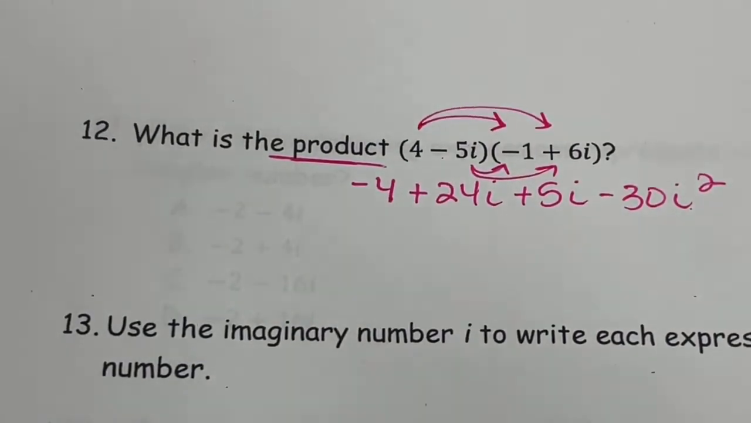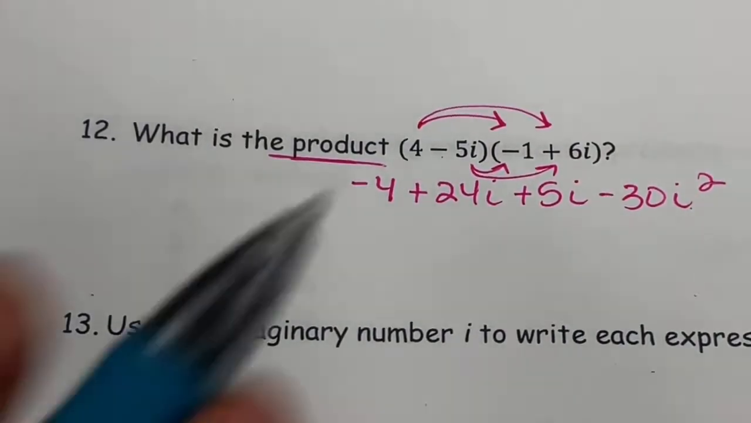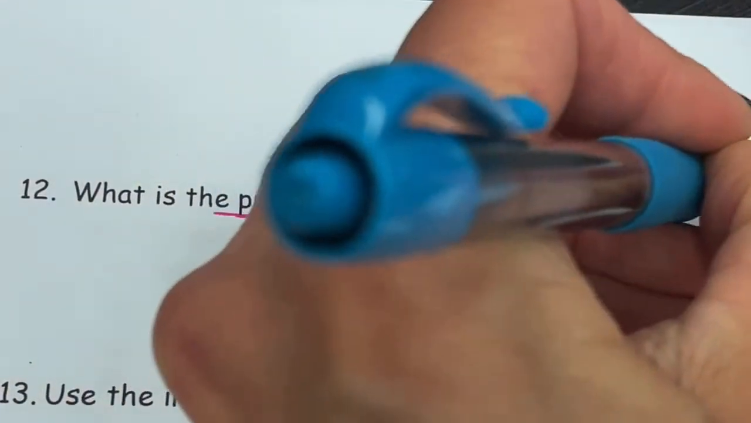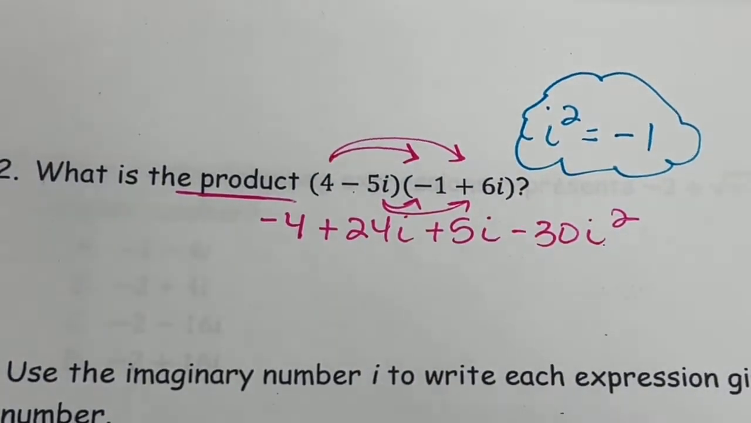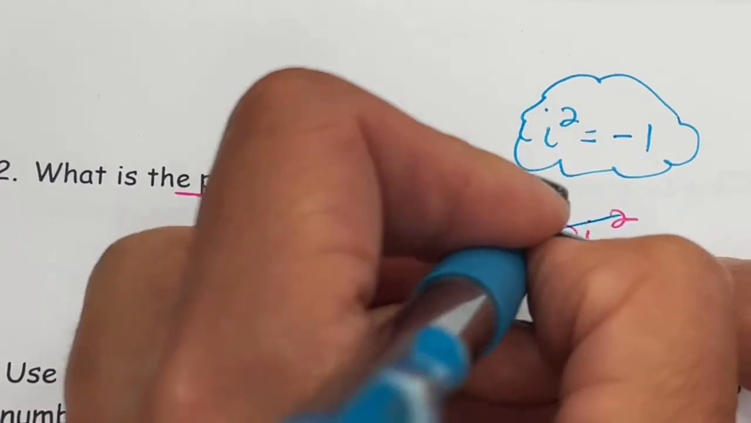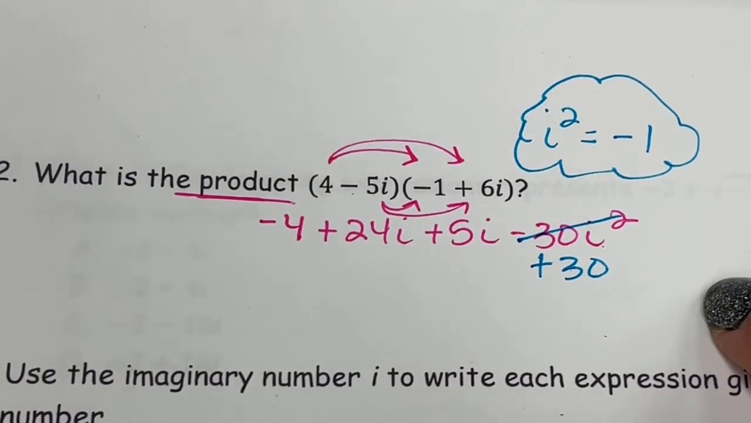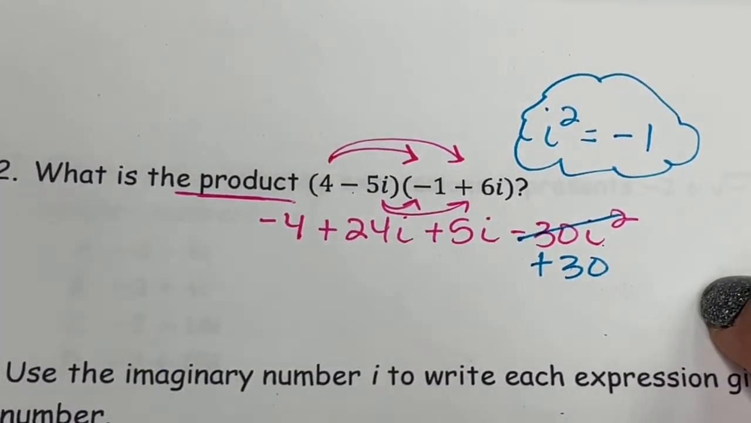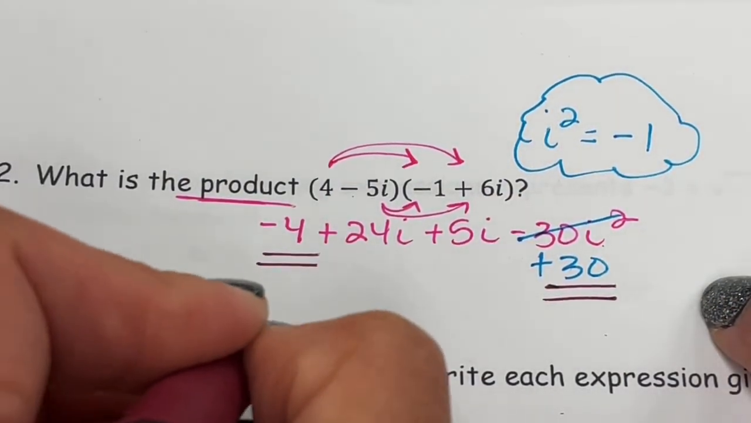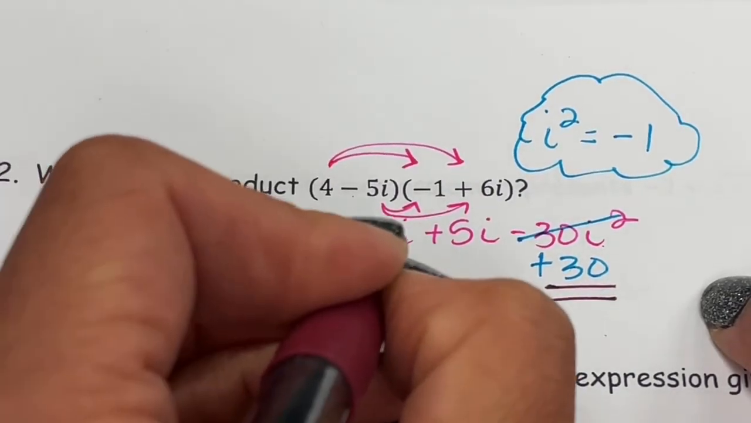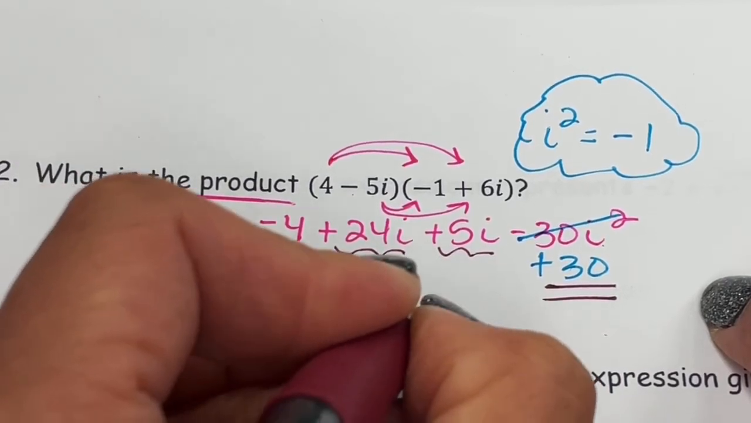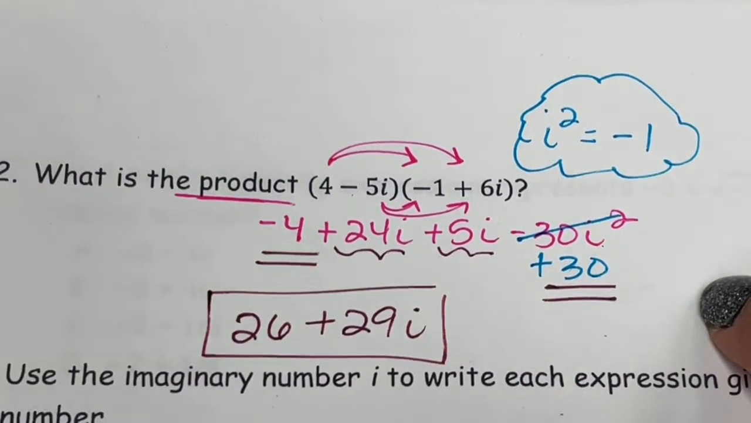Okay, so we have to remember some things. First of all, i squared equals what? It equals negative 1. So if I have negative 30 times negative 1, that changes this to a positive 30. Let's combine like terms. We have a negative 4 and a positive 30. Negative 4 plus 30 is 26. 24i plus 5i is 29i. So plus 29i, and then that is my answer.